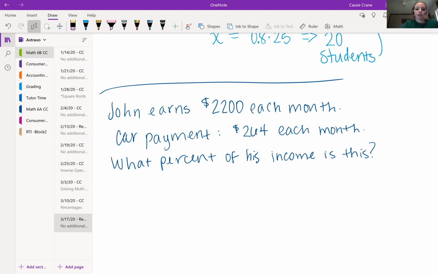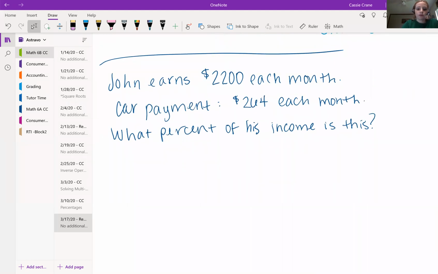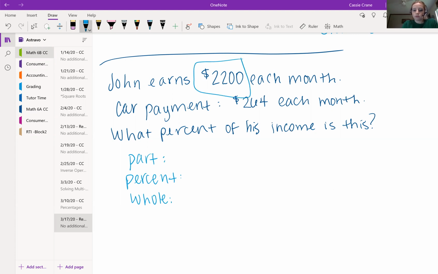Okay, so let's go ahead and start just like we have the others. Identify our part, percent, and our whole. The first thing it tells us is that he earns $2,200 each month. So that's all of the money he brings home every month. So that income would be our whole, the total amount of money he brings home. So $2,200 is our whole.